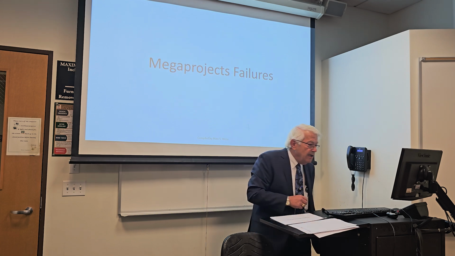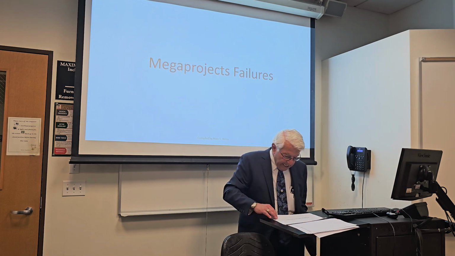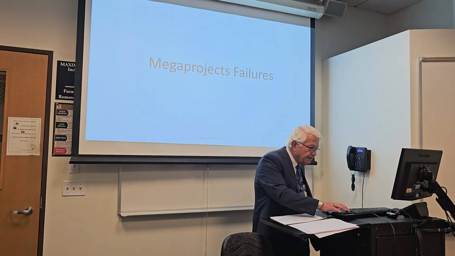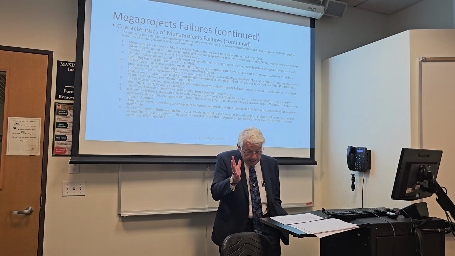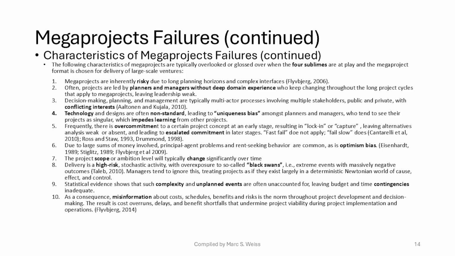So the next section is mega project failures. And so we take a look at characteristics of mega project failures. And again, there's a lot of slides and a lot of bullets, and I'll just cover a couple of them. So let's take a look at number 3, conflicting interest. This is huge in mega projects. The lack of stakeholder alignment, when the major players aren't all working collaboratively towards a common goal, is critical in terms of project failures. The next one, number 4, I'll just cover briefly, is uniqueness bias.